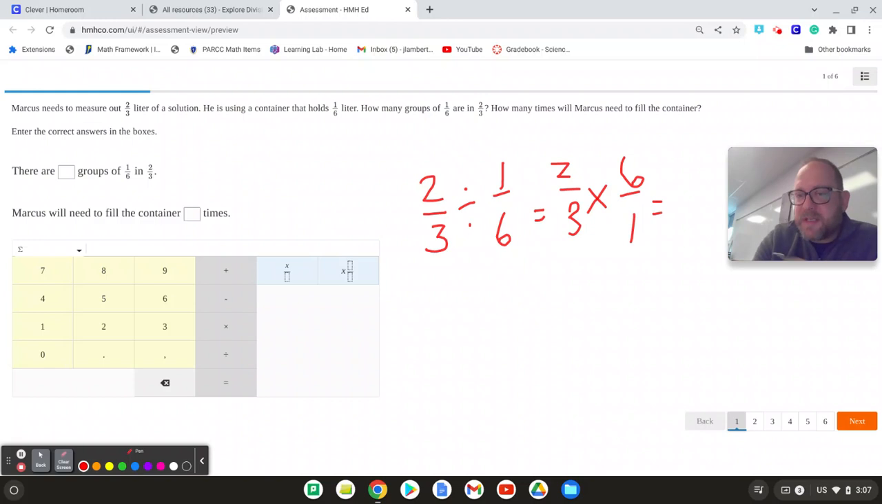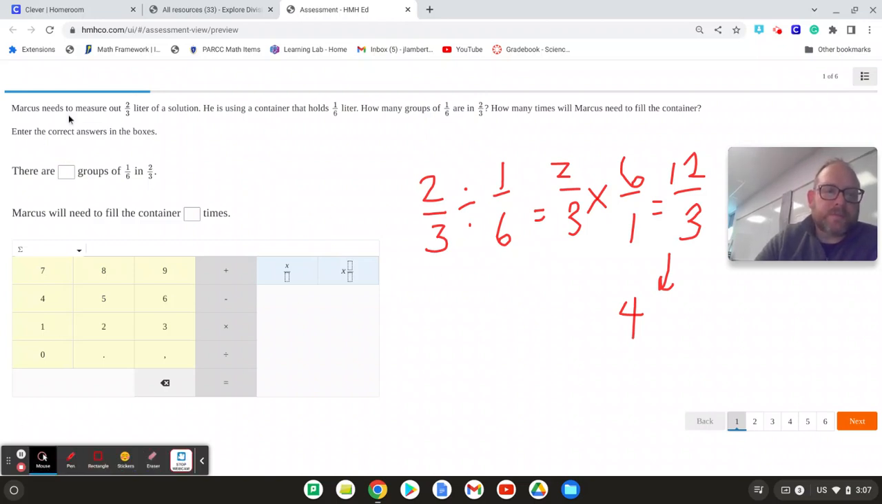And if I work that out, I'm just going to multiply straight across. So 2 times 6 is going to be 12, and 3 times 1 is 3. And if I simplify that out, divide 12 by 3, I get a grand total of 4. So there are 4 groups of 1/6 in 2/3. So that means Marcus needs to fill the container 4 times. There we go. That's all you got to do for this first one.